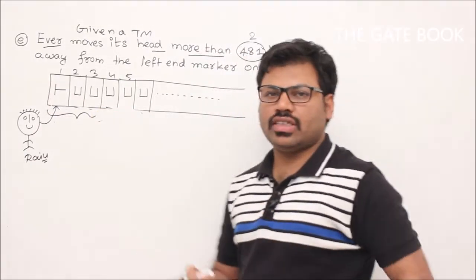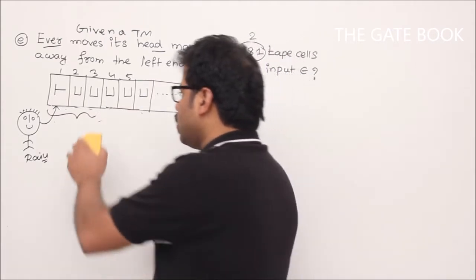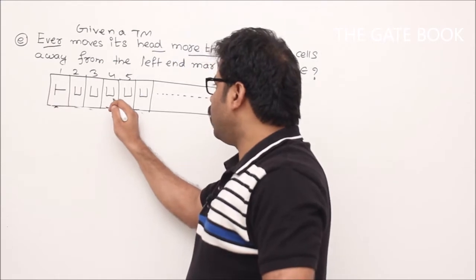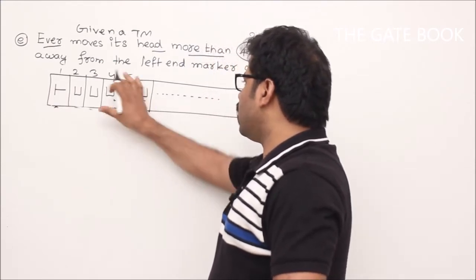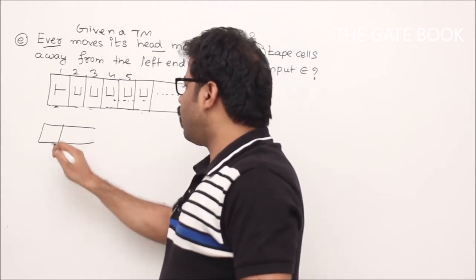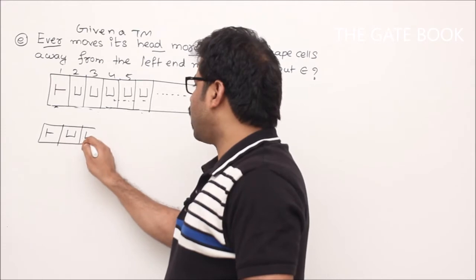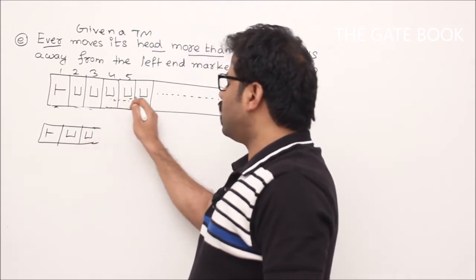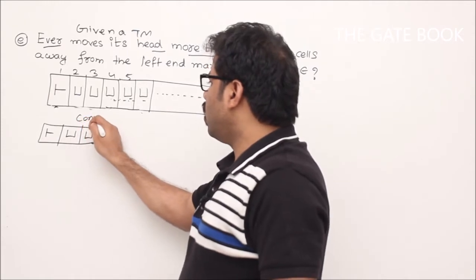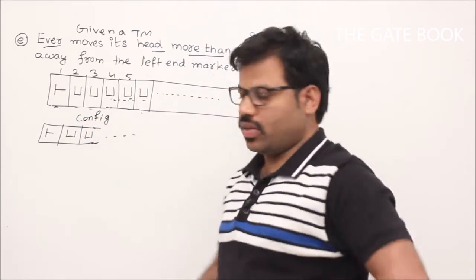Configuration number 1. Configurations are very easy to understand. Configuration number 1 is like this. I am listing out all possible configurations. Since we don't really require the remaining space, I show only this one, because what is interesting for you? Left hand marker, first blank, second blank, because from the third onwards they are definitely blanks. Remember it. This is configuration number 1.